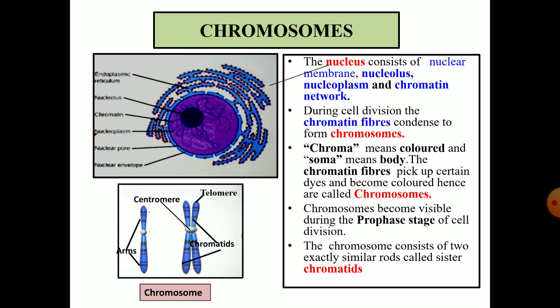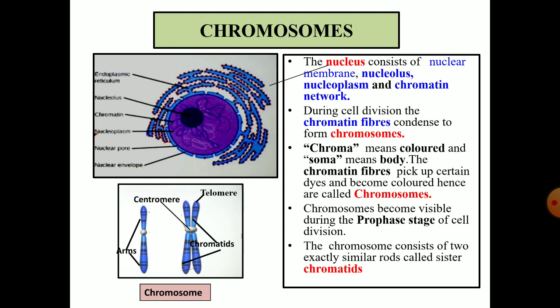The nucleoplasm, the purple colored fluid which is present inside this nucleus, is known as the nucleoplasm. We have the black dark colored nucleolus and the chromatin network. The thin thread-like structures that you see is the chromatin network. During cell division, these chromatin fibers, these thread-like structures, condense to form chromosomes. Chroma means color and soma means body. When the scientists were carrying out the experiments and they stained the nucleus, these thread-like structures took the stain very easily. Hence, they called them chromosomes.